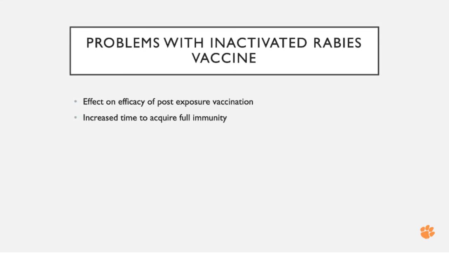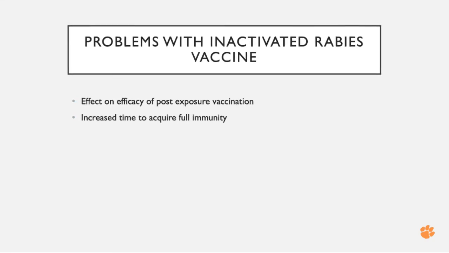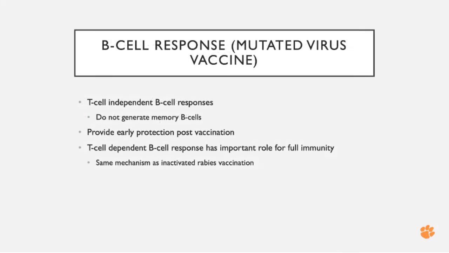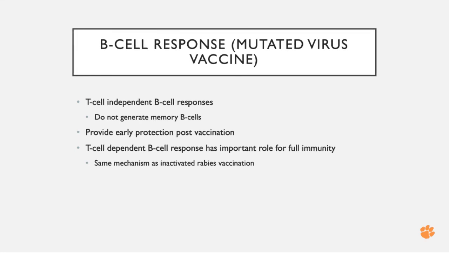Another problem is that there is evidence that the pre-exposure vaccination can affect the efficacy of a post-exposure vaccination. And this is another reason why the vaccine isn't always used. A possible solution to this problem, using a mutated form of the virus that cannot replicate, is being currently researched. This form of vaccination shows evidence of T-cell independent B-cell responses through the production of virus-neutralizing antibodies in T-cell deficient mice. This allows for a more robust B-cell response when paired with T-cell dependent responses as well.